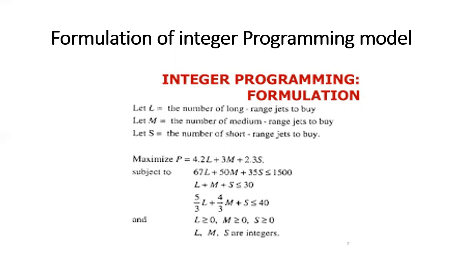Then the maximization problem is P equals 4.2L plus 3M plus 2.3S, subject to the constraints 67L plus 50M plus 35S less than or equal to 1500, L plus M plus S less than or equal to 30, 5/3 L plus 4/3 M plus S less than or equal to 40, and L is greater than or equal to 0, M is greater than or equal to 0, S is greater than or equal to 0, and L, M, S are integers.